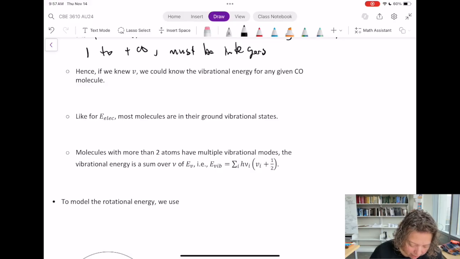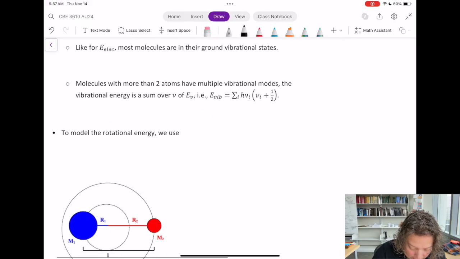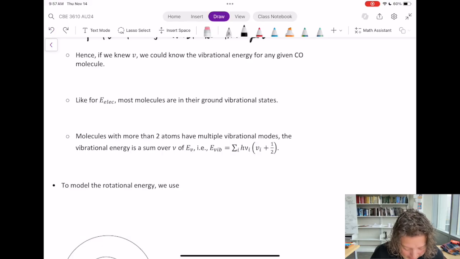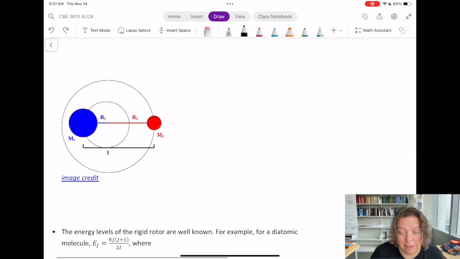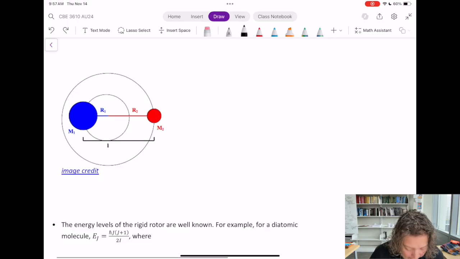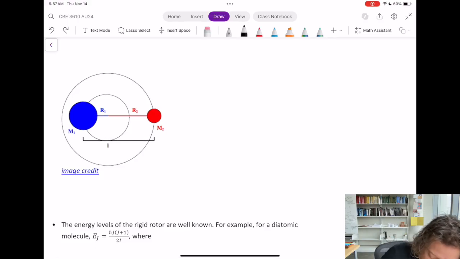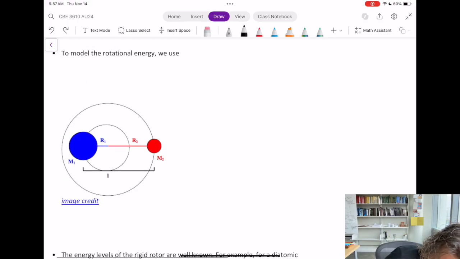Okay, so that's vibrational energies. If we wanted to know the vibrational energy of the sample, we could sum over everything. We would have to know what all the states were, though, and like I said, I'll get to that in the next lecture. To model rotation energy, we use what's called the rigid rotor model.